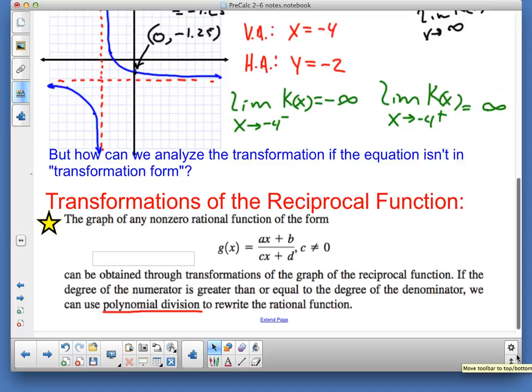Transformation of a reciprocal function. If you have a graph of any non-zero rational function of the form g of x, where ax plus b is divided by cx plus d, that can be obtained through transformations of the graph of a reciprocal function. If the degree of the numerator is greater than or equal to the degree of the denominator, we can use polynomial division, just long division, to rewrite the rational function. So we're going to rewrite it, just dividing things out. Okay, so we get it in transformational form.